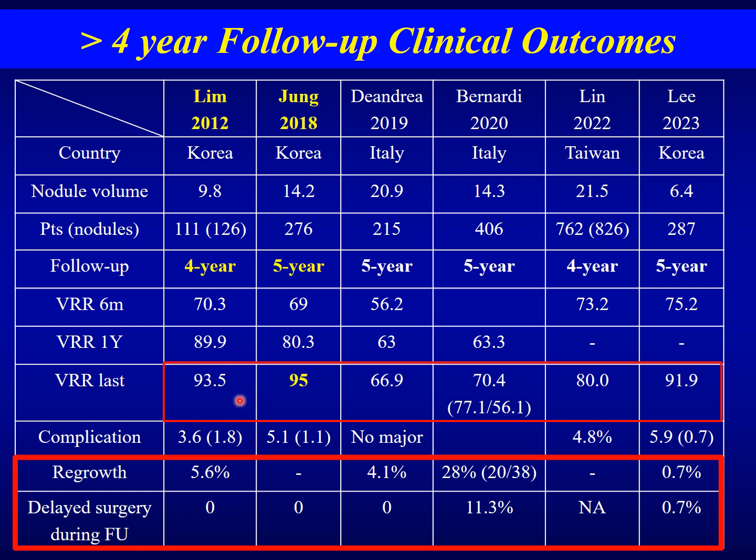The volume reduction is excellent, around 70 to 90% at 4 to 5 year follow-up. However, the issue is regrowth. Recurrence of the tumor up to 28% was reported, and the regrowth was followed by delayed surgery during follow-up. This is the main problem at long-term follow-up. Sometimes a delayed surgery shows malignancy of treated nodules.